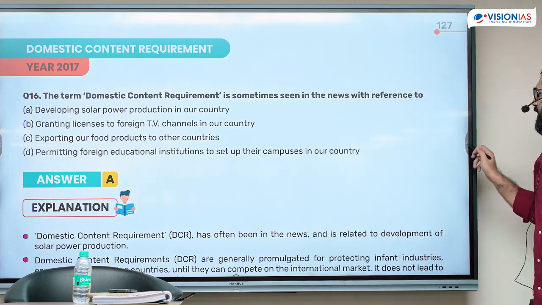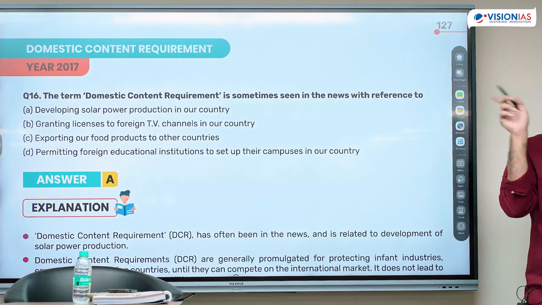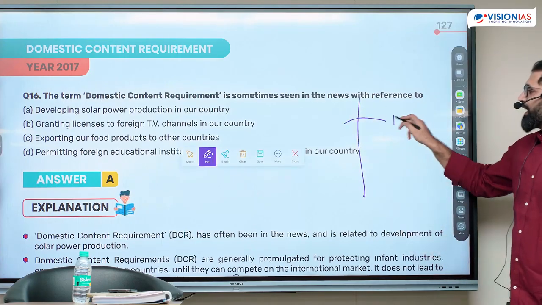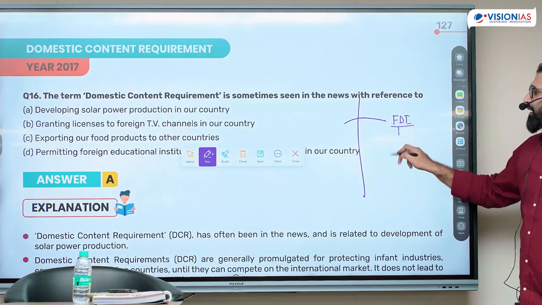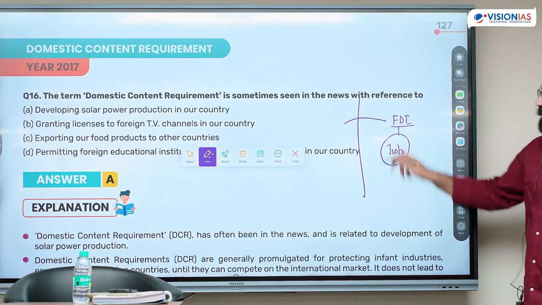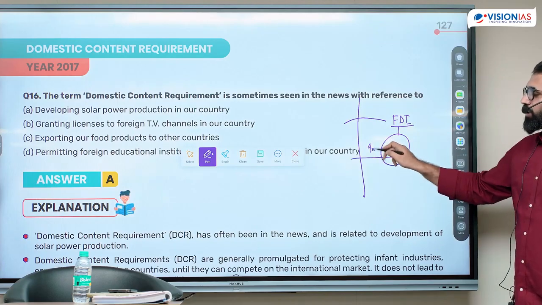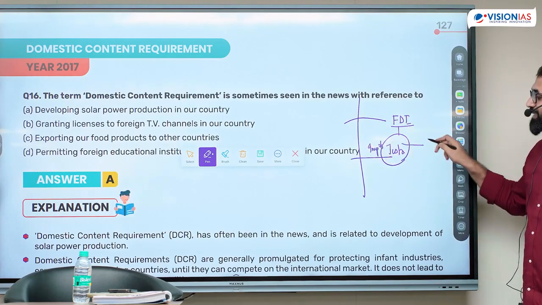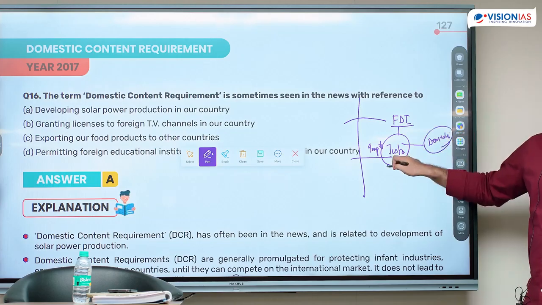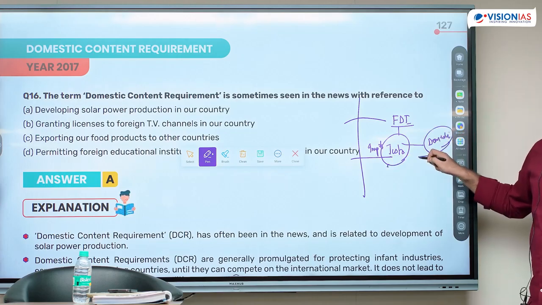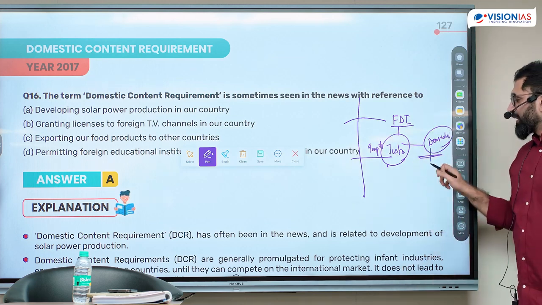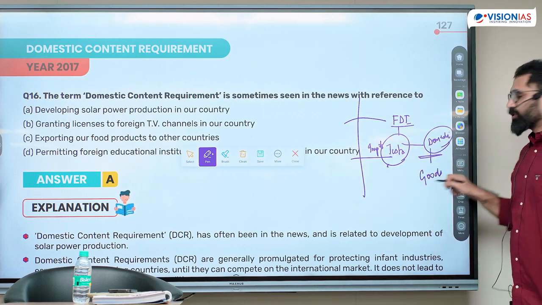Then whenever you start production, Tesla has the same problem right now. Whenever you are bringing in FDI, for example, Tesla starts producing cars in the country. Now, domestic content requirement says you will not import 100% of the parts of the product. You will buy something from the domestic industry so that this industry also benefits from this. This is called domestic content requirement. This domestic content requirement means domestic goods are getting a preference over imported goods.